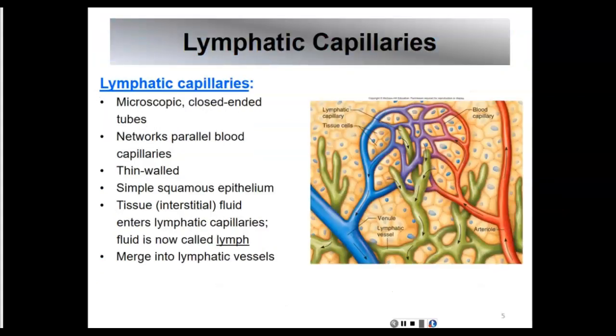Lymphatic capillaries are microscopic, they're closed-ended, and they are parallel with blood capillaries. They are made up of simple squamous epithelium, and so once the fluid comes from the tissues and enters into the lymphatics, it is now called lymph. That then merges into the lymphatic vessels.